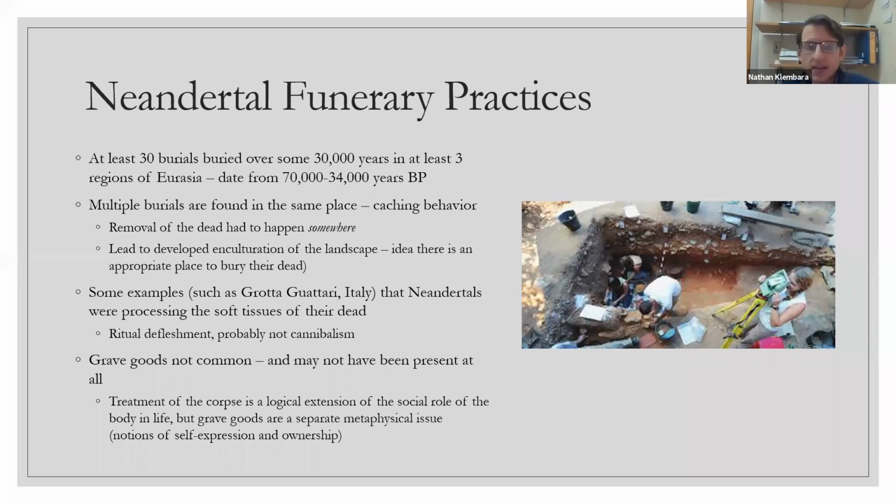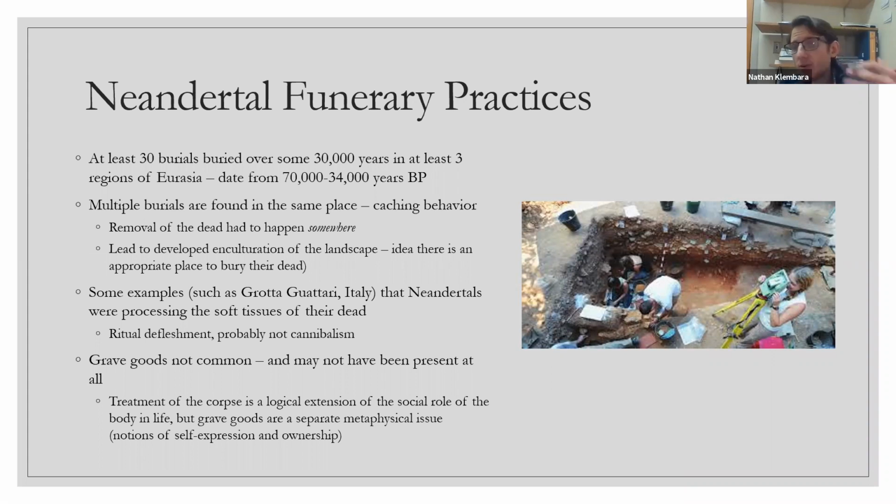There are at least 30 Neanderthal burials that were buried over a 30,000 year period in at least 3 regions of Eurasia: Eastern Europe, Western Europe, and the Near East. All of these Neanderthal burials date from about 70,000 to 34,000 years ago. We have clear evidence of funerary caching behavior with Neanderthals because we find that Neanderthal burials aren't evenly distributed across the landscape, but occur in certain pockets. And so again, this shows us that Neanderthals had this idea that the removal of the dead had to happen somewhere and that it had to happen at a very particular place.